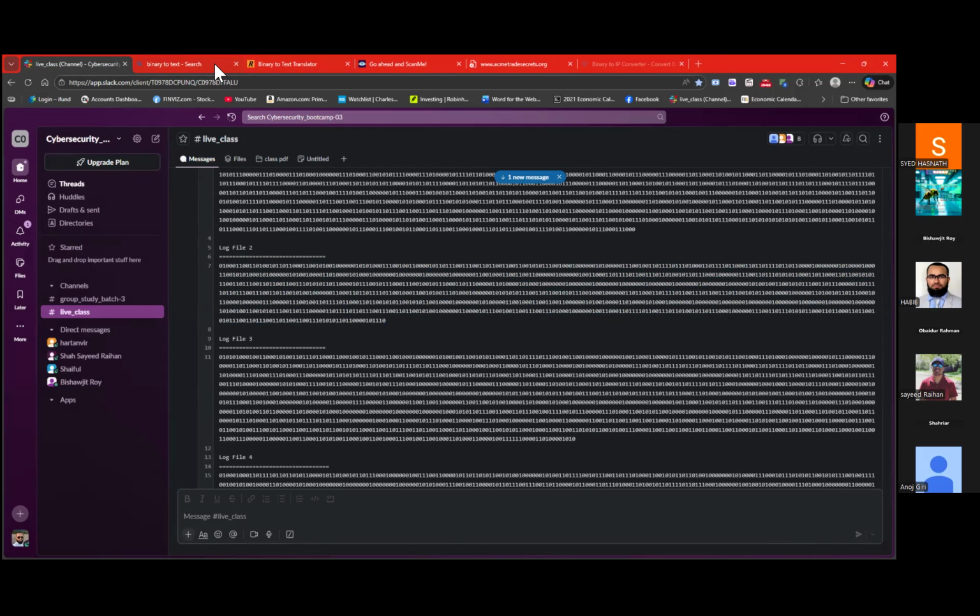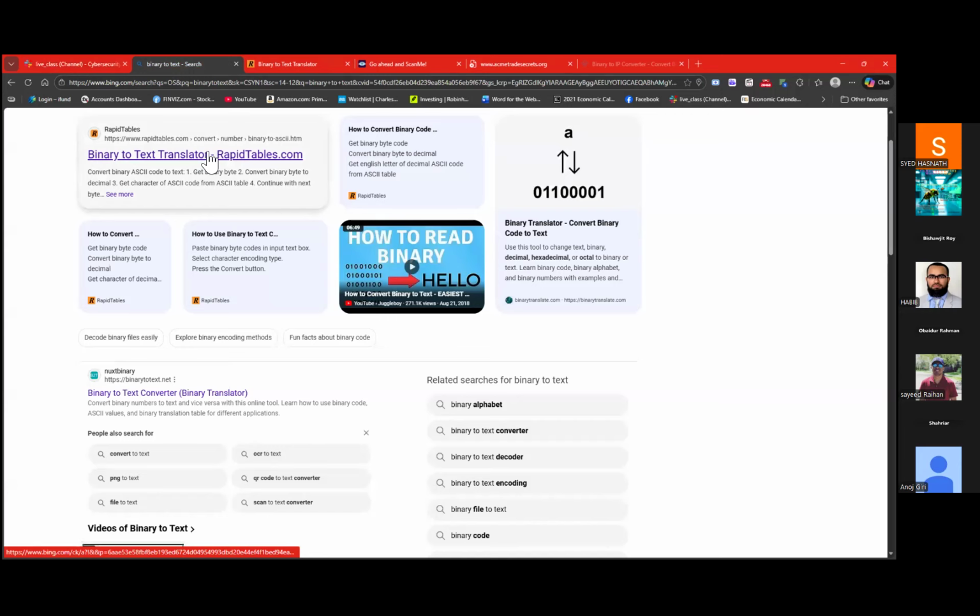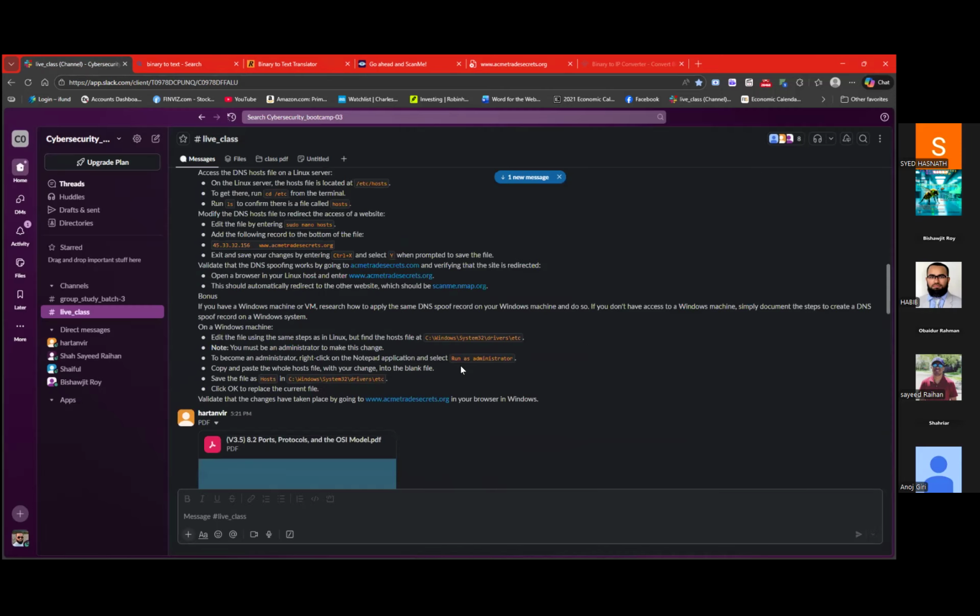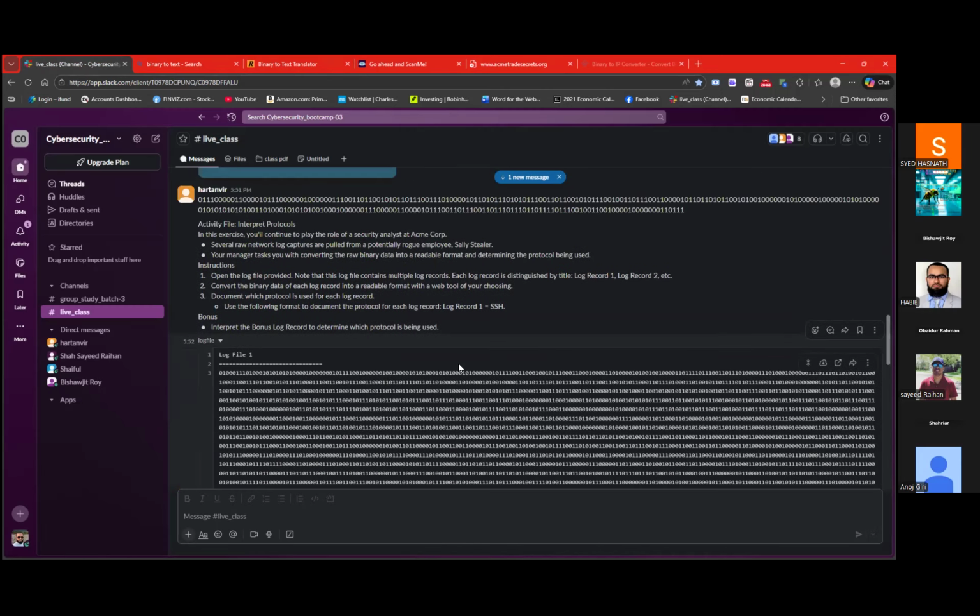What do the instructions say? Document which protocol is used. Use the following format to document the protocol for each log record. Log record 1 is equal to SSH.